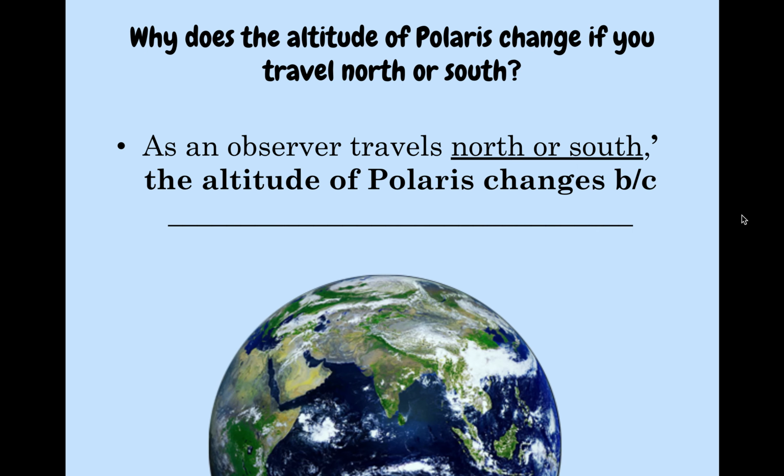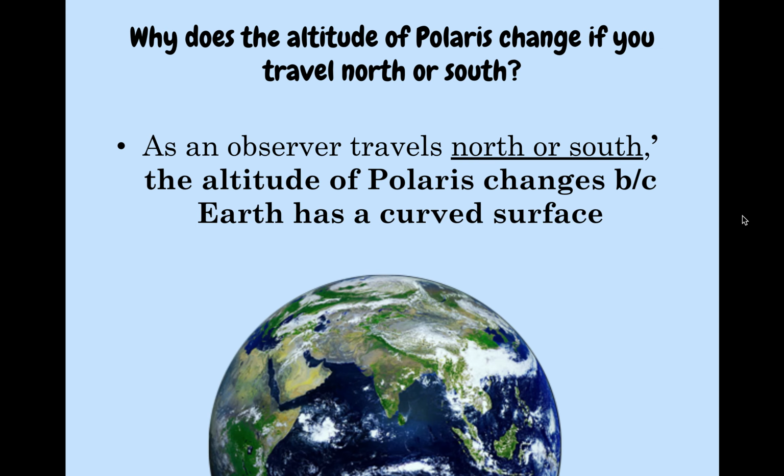Lastly, why does the altitude of Polaris change if you travel north or south? Well, as an observer travels north or south, the altitude of Polaris changes because Earth has a curved surface. Our angle changes because we're moving along the curved surface of the Earth.